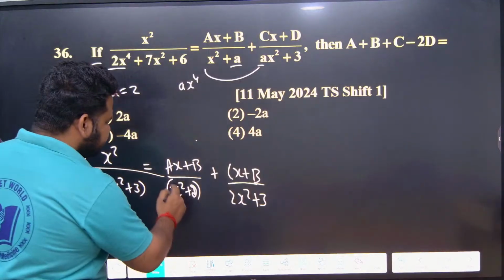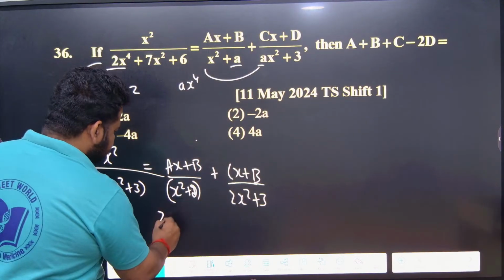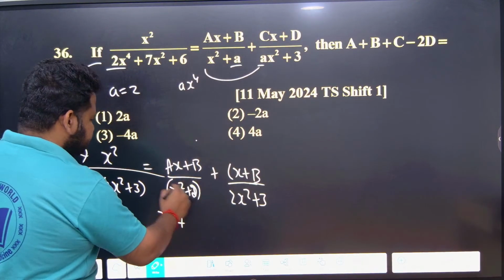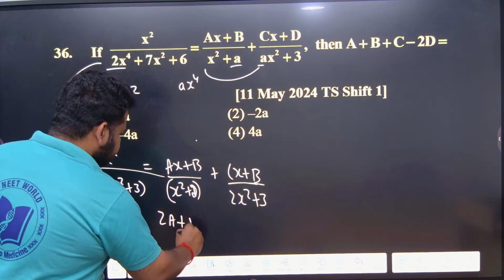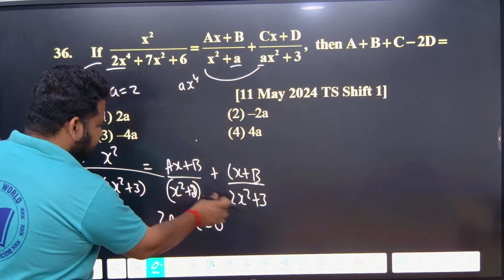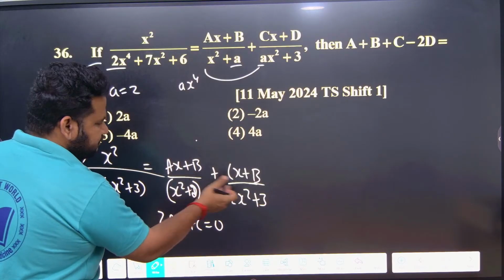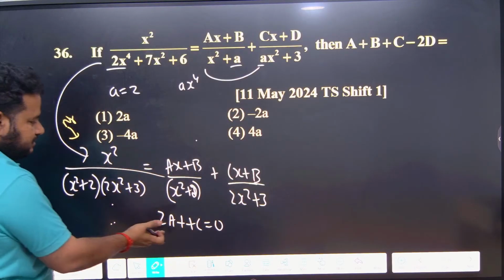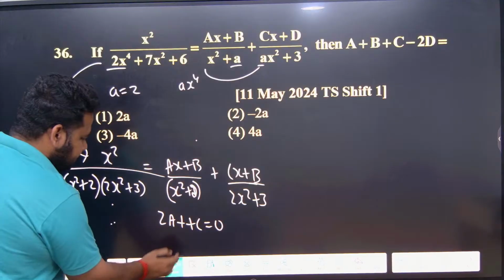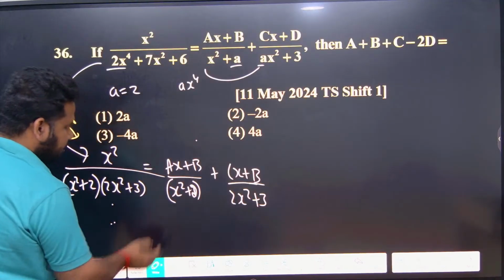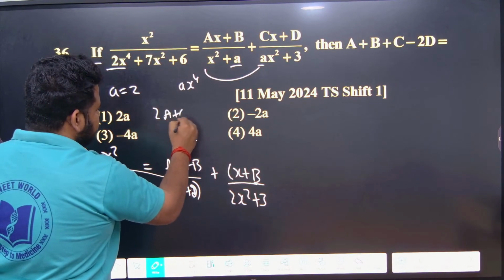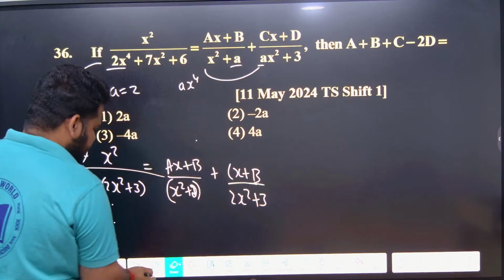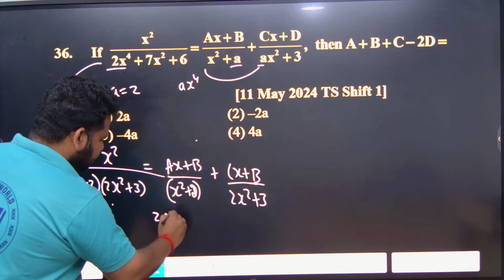So I can write it as ax into 2x square, 2a plus c will be equal to 0. I am talking about the coefficient of x into x square, which is x cube. Here the x cube term is not there, that means 2a plus c will become equal to 0. Let me write it here, 2a plus c will become equal to 0.